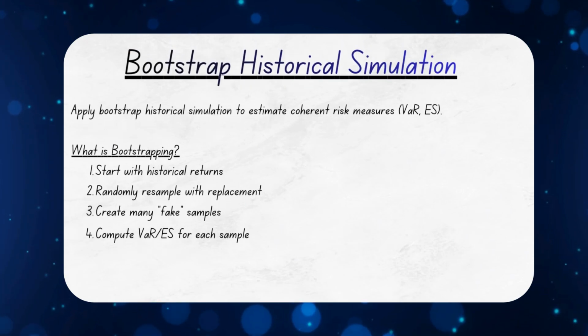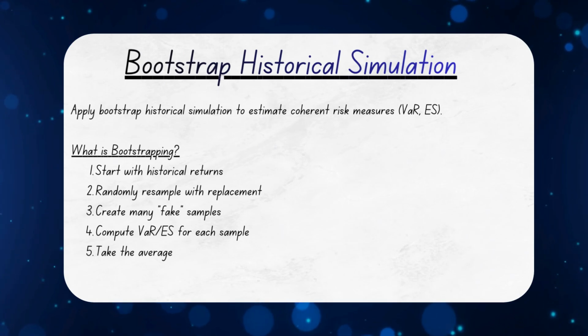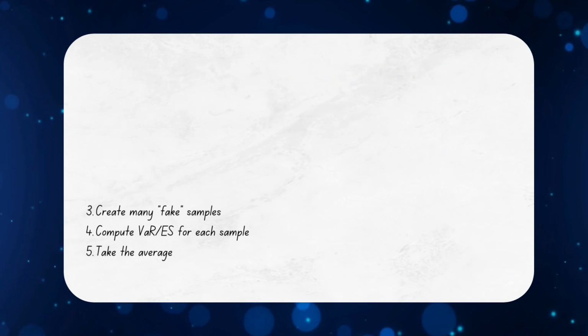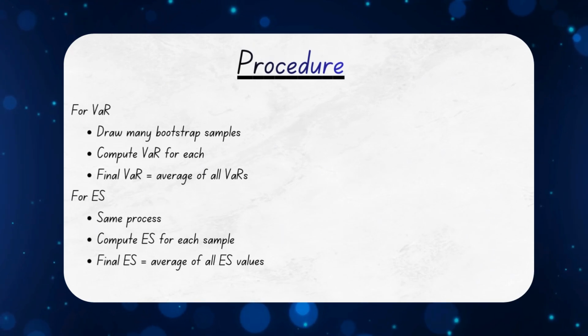This is where Bootstrap Historical Simulation comes in to improve things. The idea is surprisingly simple. Instead of using the same dataset once, we repeatedly resample from it with replacement. That means we randomly pick returns again and again, and the same observation can appear multiple times. Each resample creates a new fake history. For every sample, we calculate VaR. Then we repeat this hundreds or thousands of times and finally take the average of all those VaRs. That average becomes our final estimate.